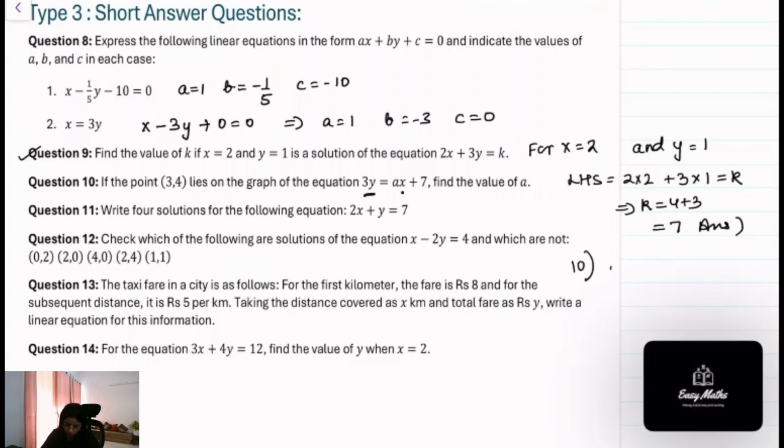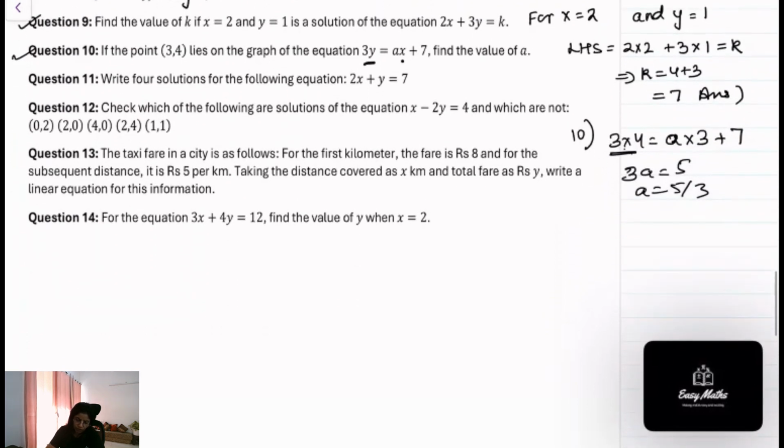So y value is 4. 3 into 4 is equal to a into 3 plus 7. So here you get 12. So 3a is equal to 12 minus 7, which is 5, and a is equal to 5 by 3. Moving on to the 11th question.